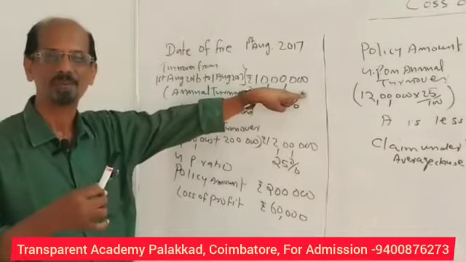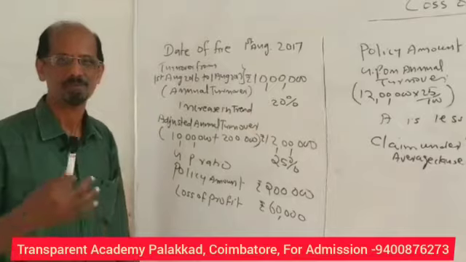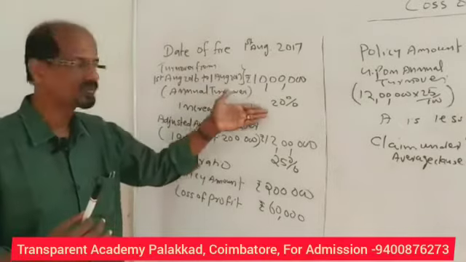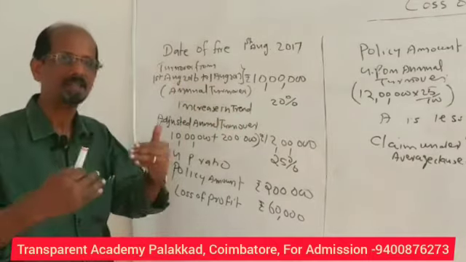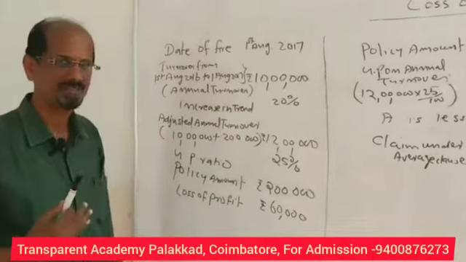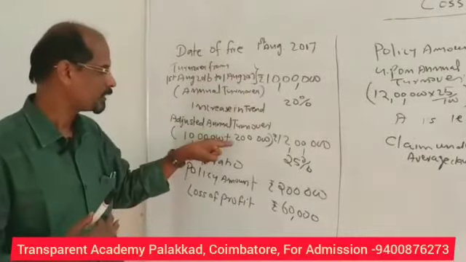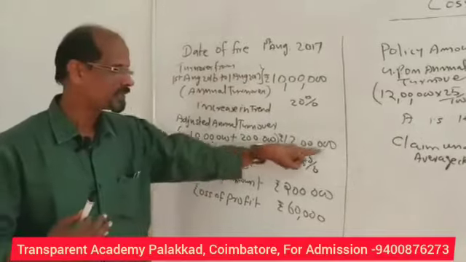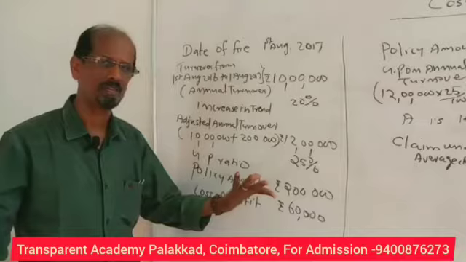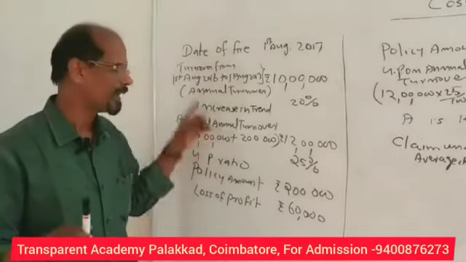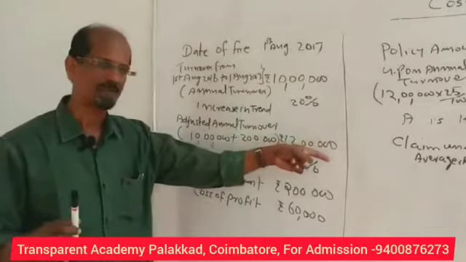Suppose there is an increase in trend in turnover, that is 20%. In that case, the annual turnover must be adjusted. How will you adjust the annual turnover? That is 10 lakh plus 20% of 10 lakh, 2 lakh. So adjusted annual turnover will be 12 lakh. If there is no increase or decrease in trend, you just ignore that matter. Take the annual turnover as 10 lakh. Now here the adjusted annual turnover is 12 lakh.